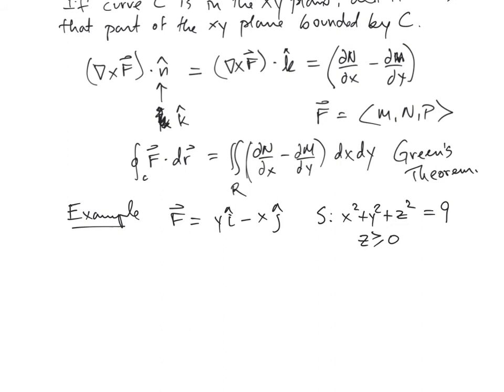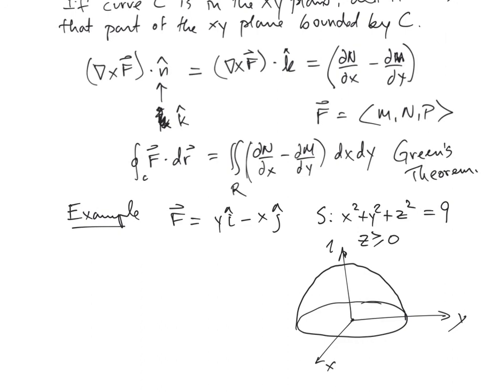So if I would draw that, that's my surface S. So what is the curve C that bounds that surface? Well, obviously it's this circle in the xy plane, right? Which is a circle of radius 3.